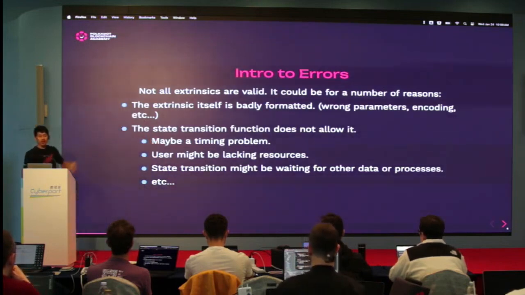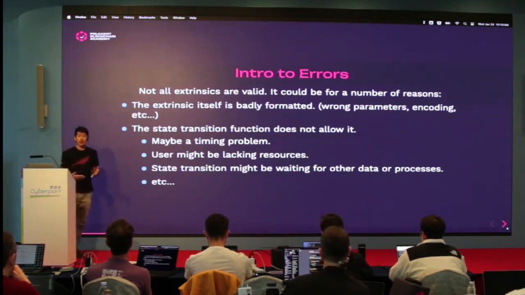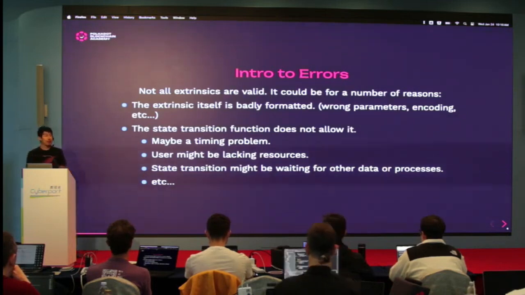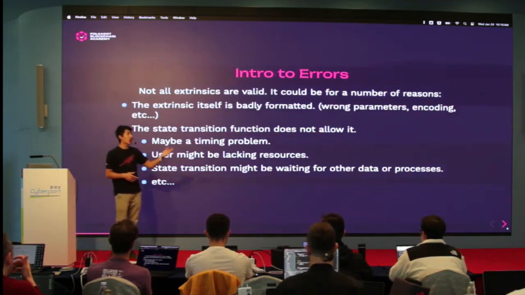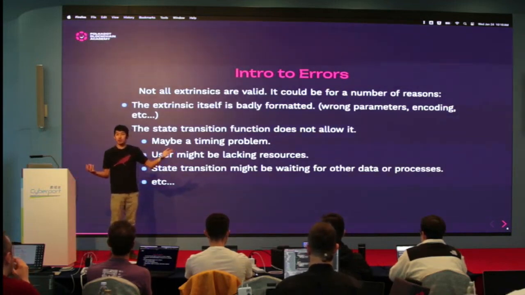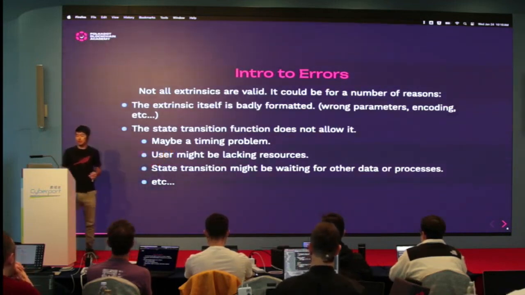Yeah, so again, the state transition function might not allow something. Maybe it's a timing problem, like you're trying to close a proposal too early. It might be a lack of resources. Maybe you don't have enough funds to pay for a transaction, right? It could be that the state transition might be waiting on other processes or other data. For example, if I want to submit a call, I'm still waiting for the preimage of the call or something like that, right? A million reasons why you can imagine something goes wrong.